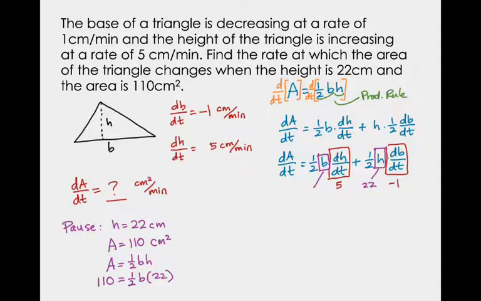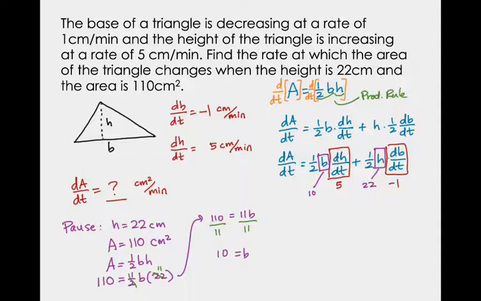So I've got the half and the 22. That'll make that an 11. So I've got 110 equals 11b. And I'll divide both sides by 11 and get that b is equal to 10. So when they hit the pause button, the height is 22 centimeters and the area is 110. That tells me that the base must have been 10 centimeters. And that makes sense that the area would be 110 there: 1/2 times 10 times 22.